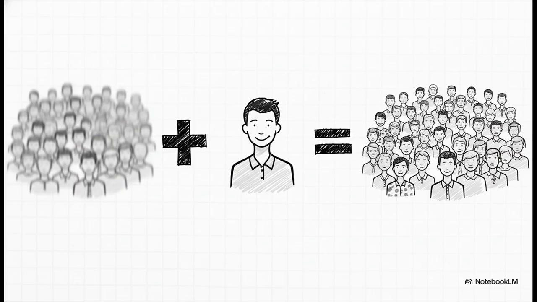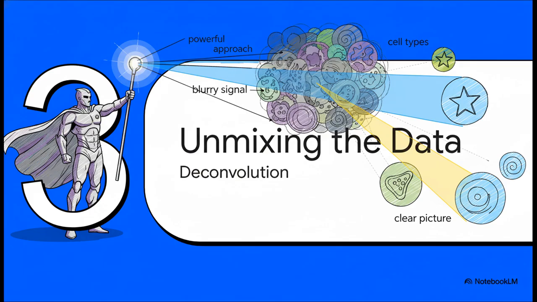We need to get those crystal clear individual portraits, but we need them for the entire crowd. We need that fine-grained cellular detail, but from thousands and thousands of patients, because that's the only way we're going to find the real patterns that can tell us who will respond to which treatment. And this is where our hero enters the story, a brilliant computational method that promises to do exactly that, to pull a crystal clear picture out of that blurry, messy signal.